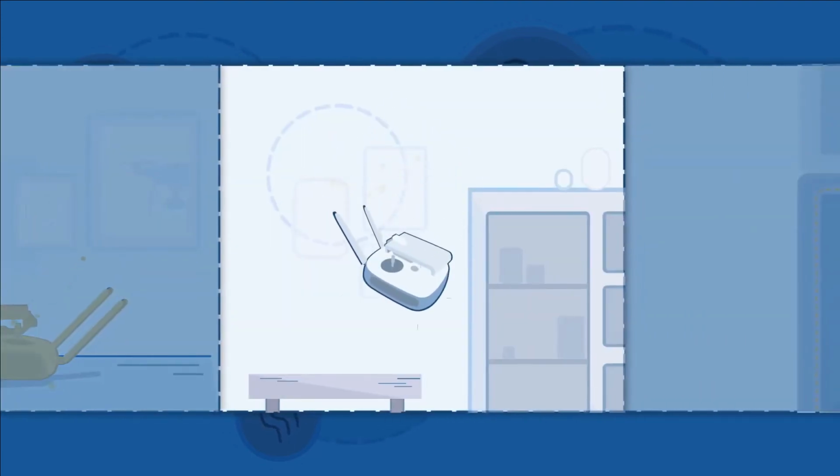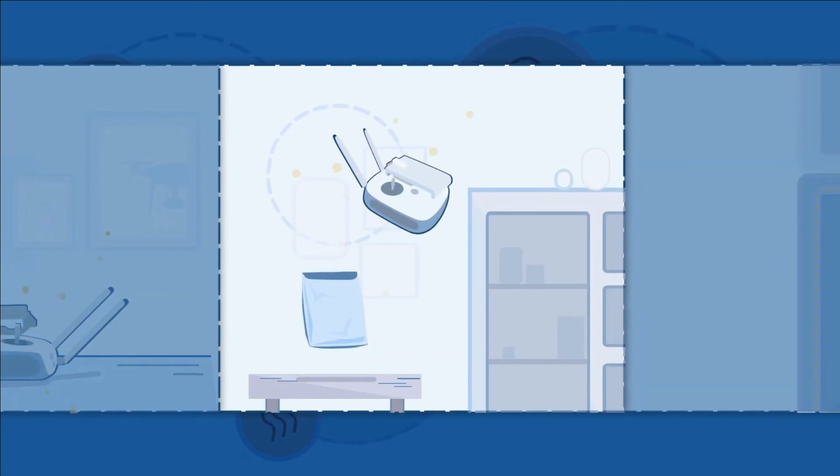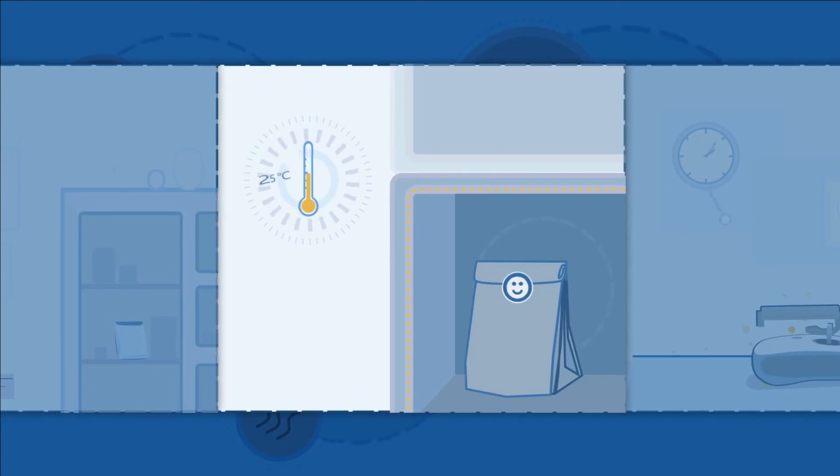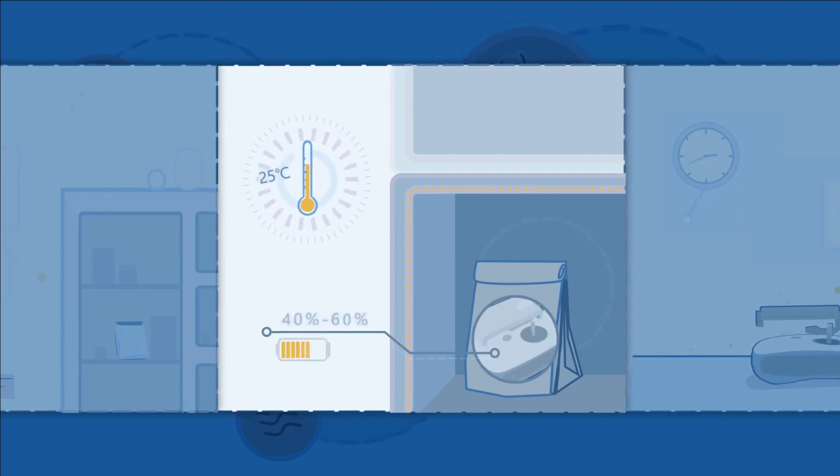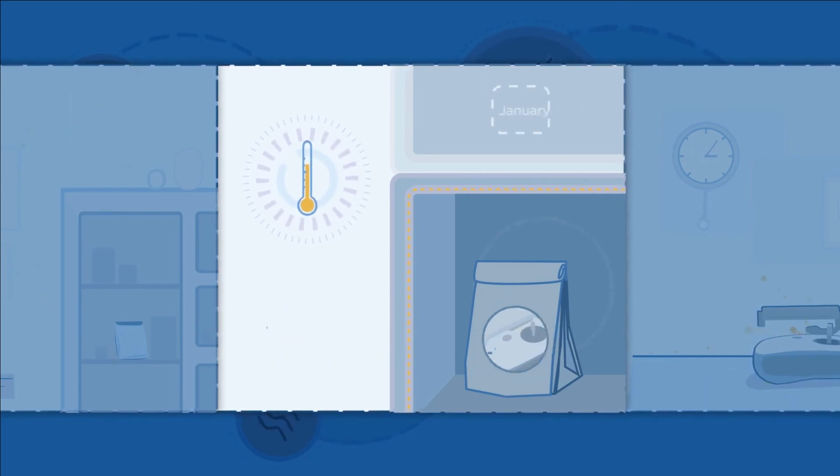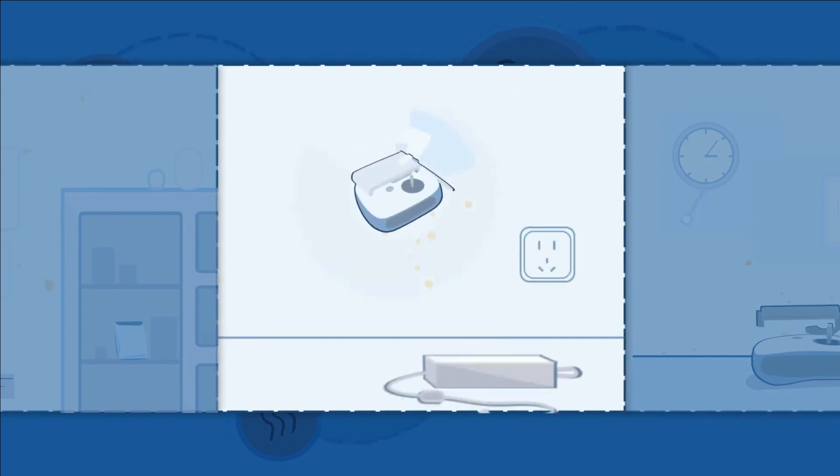If leaving your remote controller idle for a long period of time, place the remote controller in a sealed bag or fire-proof bag and store it around 25 degrees Celsius. Also, discharge the battery to 40 to 60% prior to storage. Fully charge and discharge the battery once every 3 months to maintain battery health.